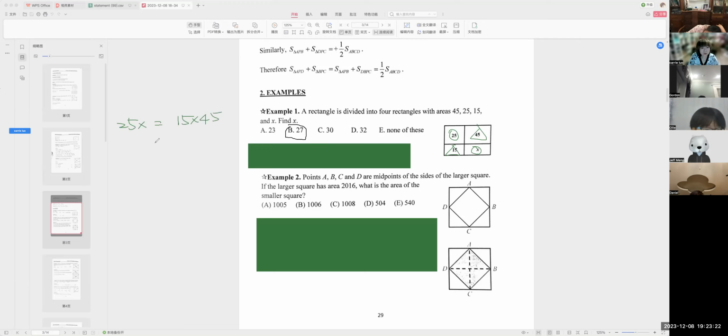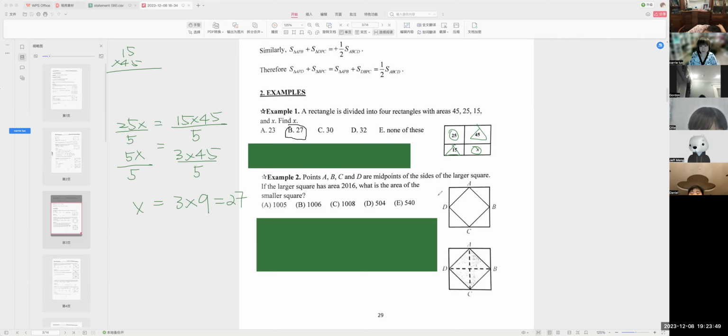Okay, so a lot of students do calculate 15 times 45. You don't have to do that, right? You can divide it by 5 for both left side and right side: 5x equals 3 times 45, right? You can again divide it by 5 for both left side and right side, so x equals what? 3 times 9 equals 27. Get it?